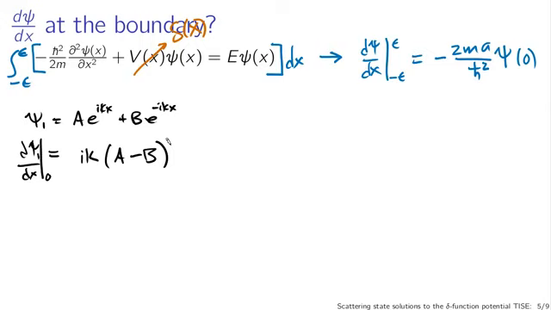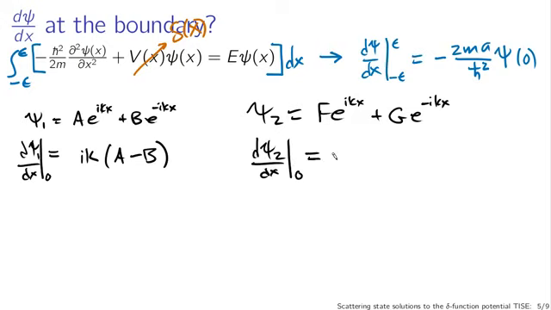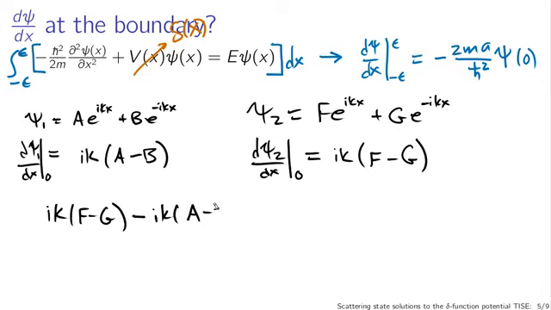I can do the same sort of thing for psi2, which was equal to f e to the ikx plus g e to the minus ikx. When I take the first derivative of this, d psi2 dx, and evaluate it at the boundary, I'll end up with ik times f minus g, by similar reasoning. That means the left-hand side here, which I can calculate by looking at the derivative of psi for positive values of x as x goes to 0, this expression, and subtracting the first derivative of psi for negative values of x as x goes to 0, this expression, what I end up with is ik times f minus g minus ik times a minus b. That's the left-hand side now of our expression up here.